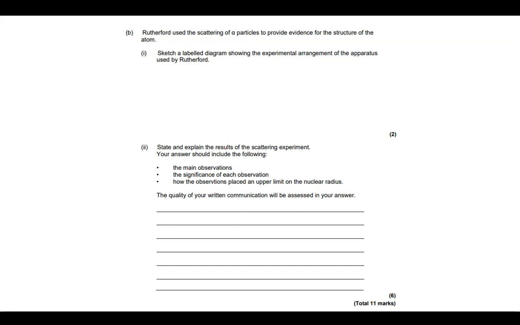It says quality of written communication, which isn't really included in the spec anymore. But the question's still valid in terms of the content. So let's start off. Part I.